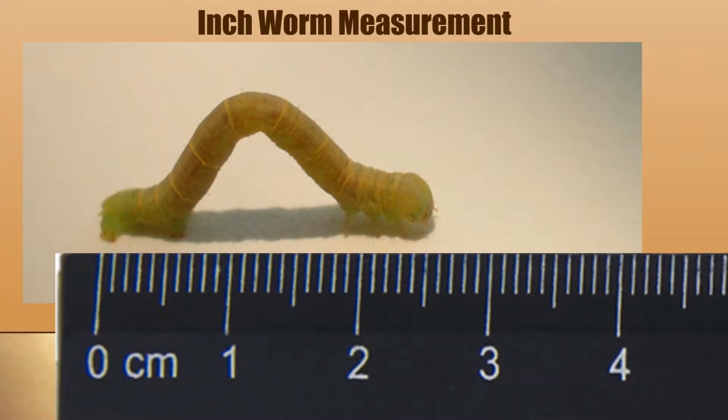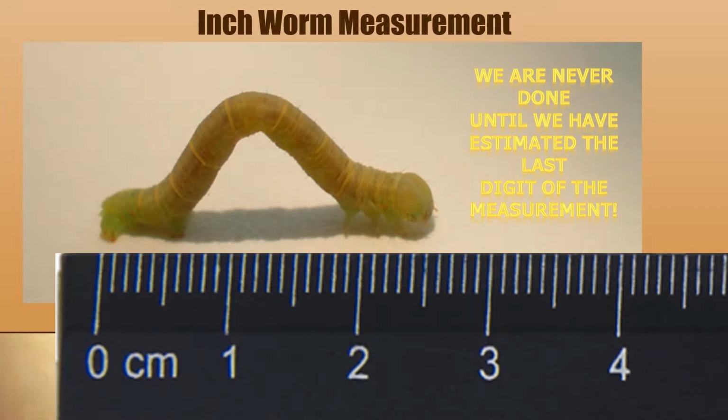Now, I'm sure that the inchworm is at least 2.5 centimeters long looking at the ruler, but I'm forced to estimate the last digit of the number. Why? Because we are never done with our measurement until we've estimated the last digit. I'm required to estimate the length to be something like 2.54 centimeters. Now, you might say the measured length should be 2.52 or 2.55 centimeters, and frankly, your estimate would be as correct as mine. The point is, we have to estimate the last digit, and each person will estimate differently maybe.